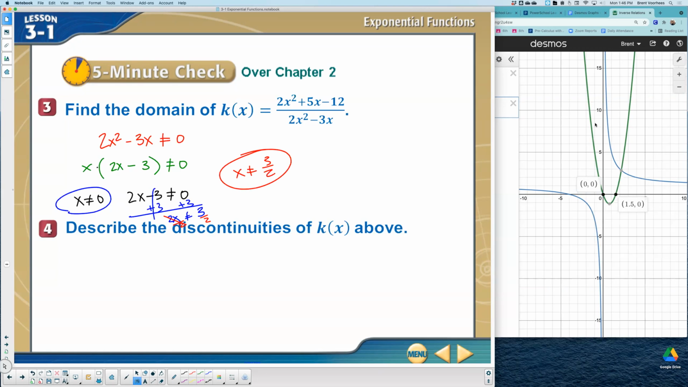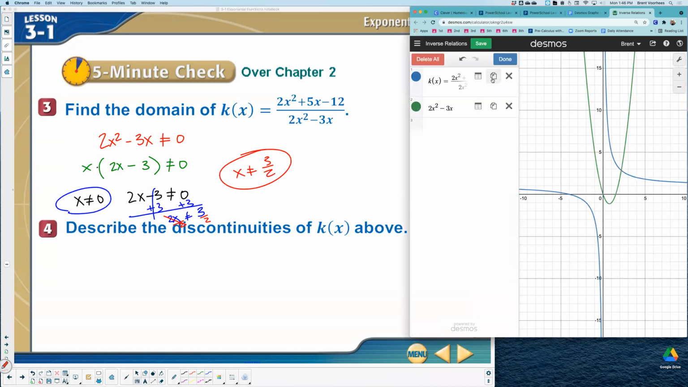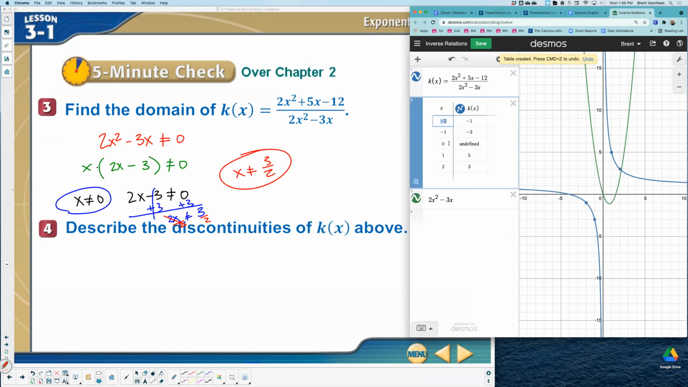Both those two spots, that's where this graph would break. The way I showed you in the past is I said you can check out the table and look at there. So we have 0. And then if I did 3/2, 3 divided by 2, you would see that's also undefined.